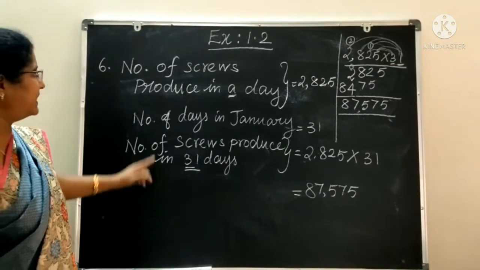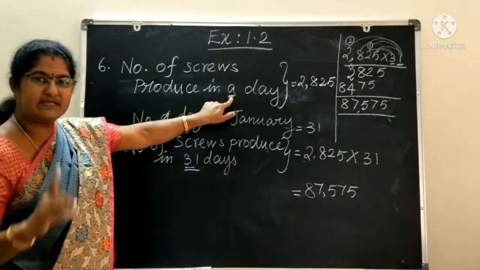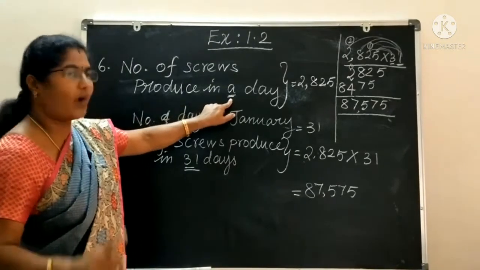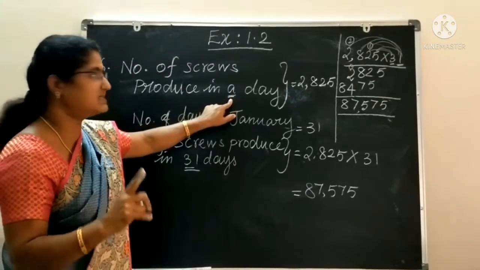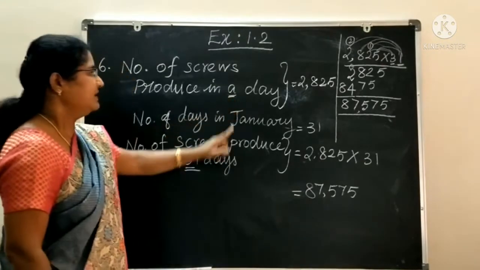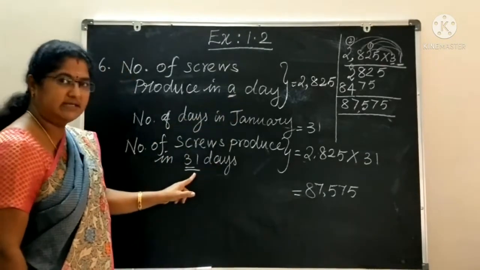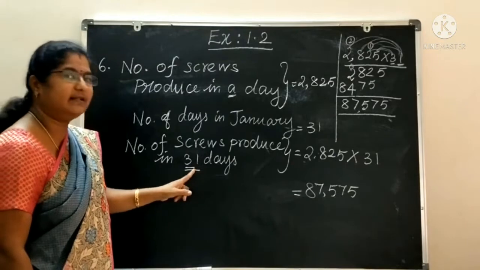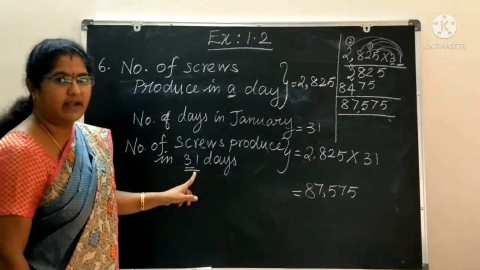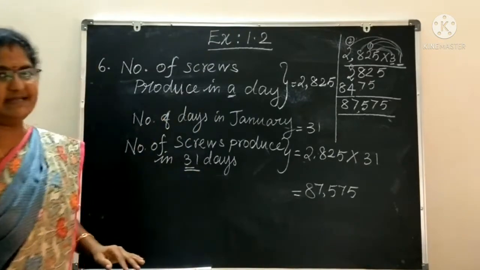So, for multiplication, they given a day. A means 1. So, given for 1 day, the screws produced in a day is given. We have to find the screws produced in 31 days. Understand? Write down neatly in the classwork.